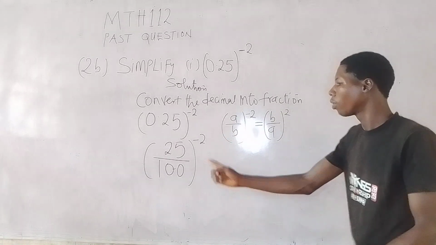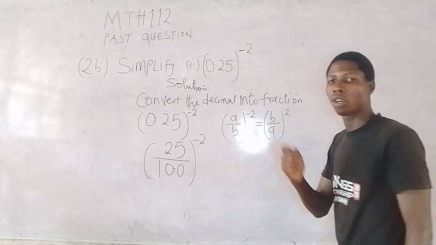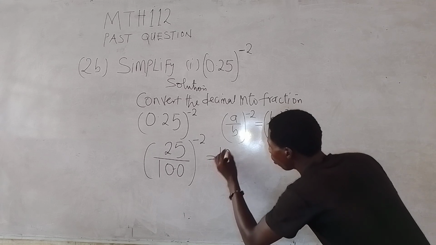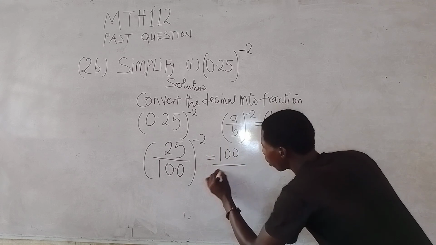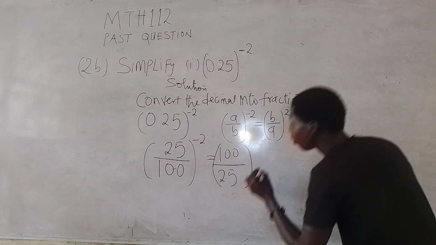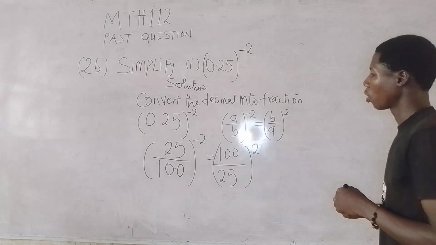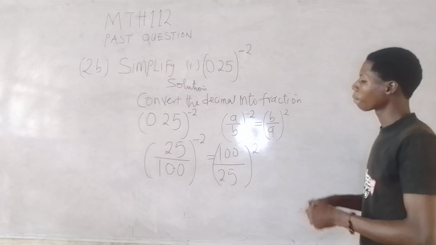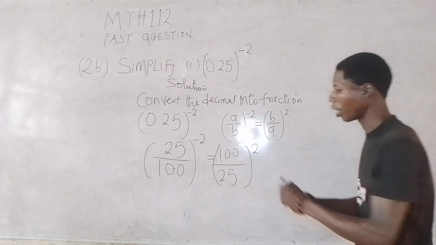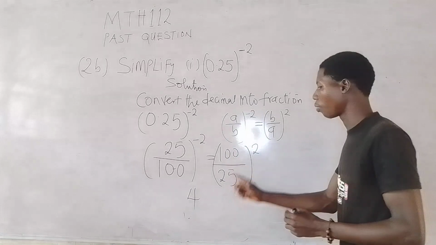To apply this law now, that means our 100 will become the top, and the 25 will become the bottom. We have equal to 100 over 25, and the minus is no longer there. We have ordinary 2. Now we can simplify further. 100 divided by 25, we have 4.